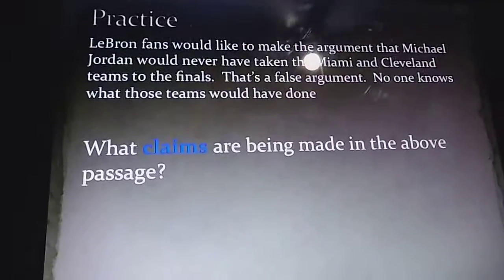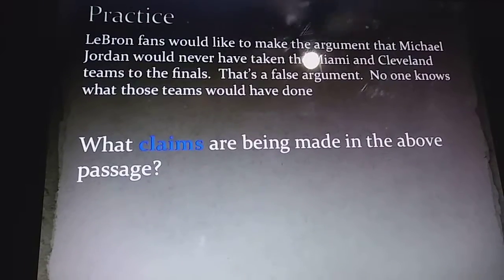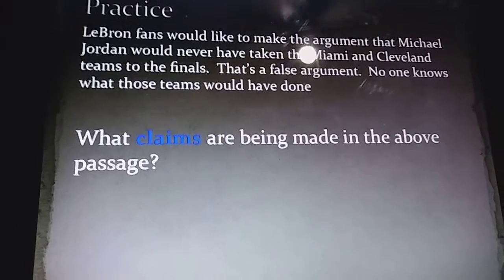Here's another one. Here's a passage. LeBron fans would like to make the argument that Michael Jordan would never have taken the Miami and Cleveland teams to the finals. That's a false argument. No one knows what those teams would have done. And there's a period missing at the end of this passage. Oops, that happens. Okay, so it asks you again, what claims are being made in the above passage?